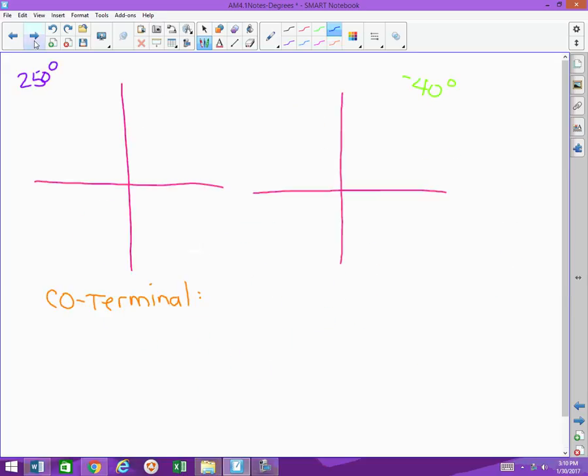All right, moving on to the next thing. Coterminal means they have the same initial and terminal side.